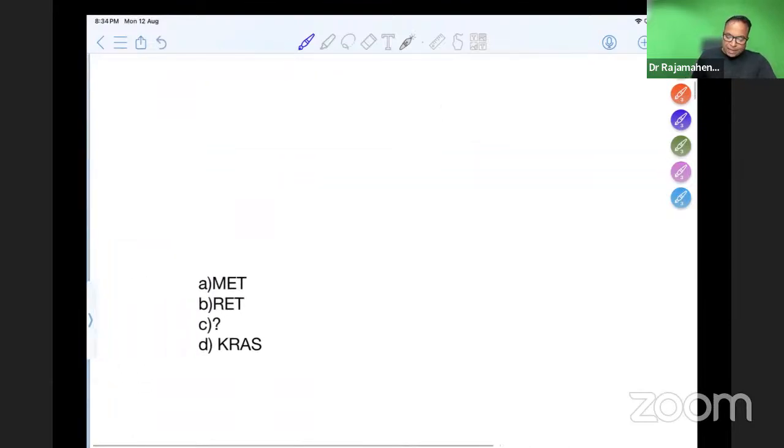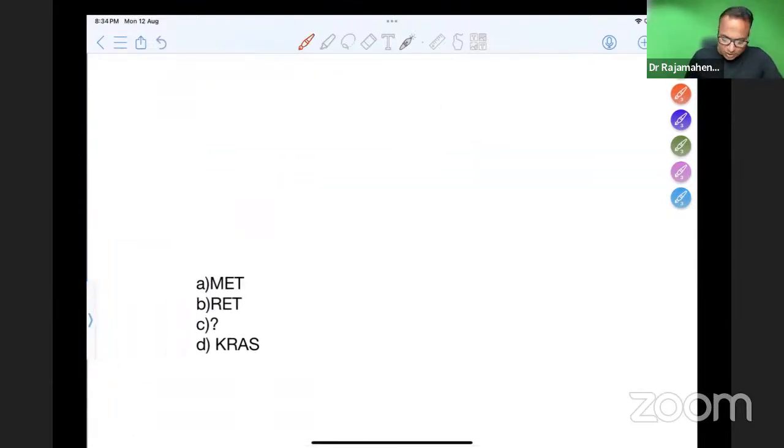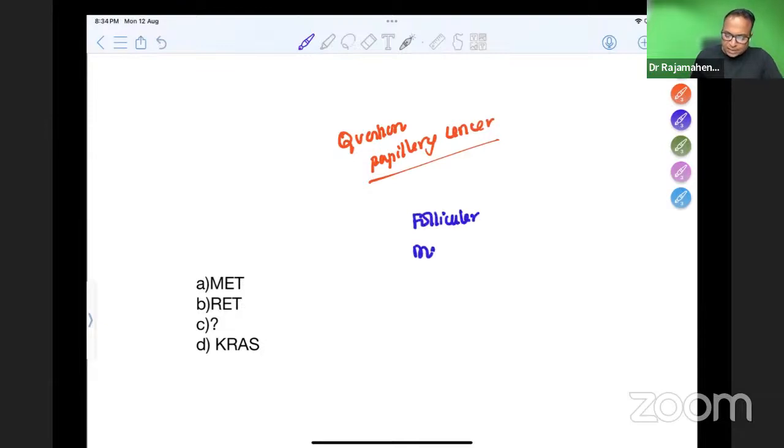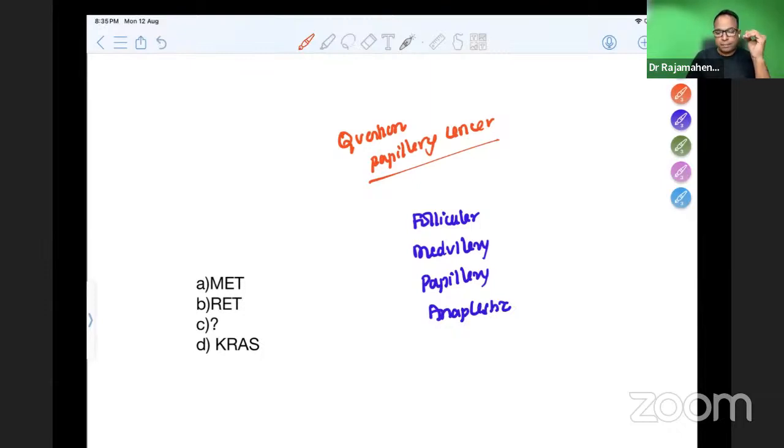They are asking, in papillary cancer, what is the mutation? That is the question. Here I would like to tell you there are four common cancers usually seen in the thyroid: follicular cancer, medullary cancer, papillary cancer, and anaplastic cancer. You all know this very common MCQ.